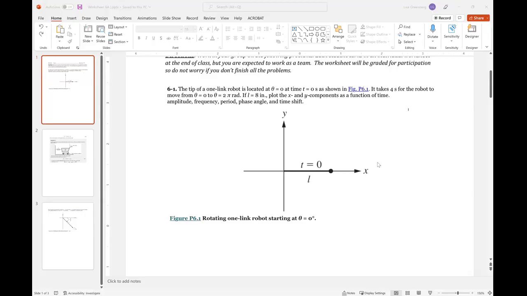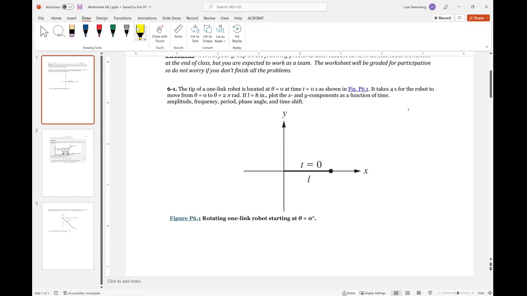All right, so it says the tip of a one-link robot is located at theta equals 0 at time t equals 0, as shown in this figure. It takes 4 seconds for the robot to move from 0 to 2 pi. So that's going to be important, okay? And we have L equals 8 inches. And we want to plot the X and Y components as a function of time. Amplitude, frequency, period, phase shift, and time shift.